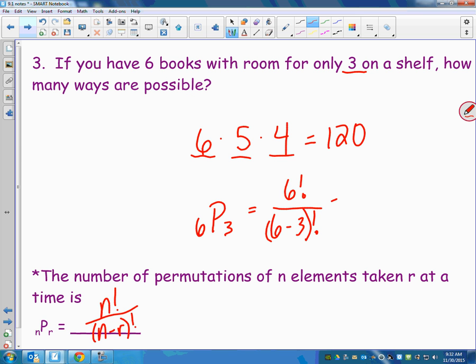You can type it on your calculator, but I just want to show you: 6 times 5 times 4 times 3 times 2 times 1, over 6 minus 3, which is 3 factorial. So you can see where that comes from: the 3, 2, and 1 are going to cross out, and you're just left with what we did, 6 times 5 times 4.